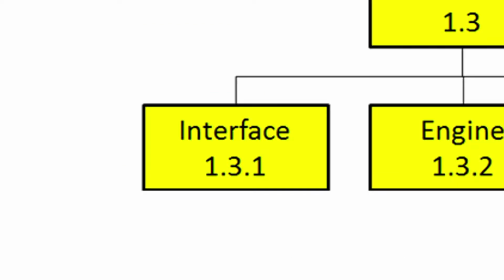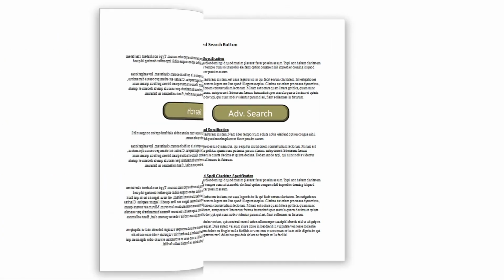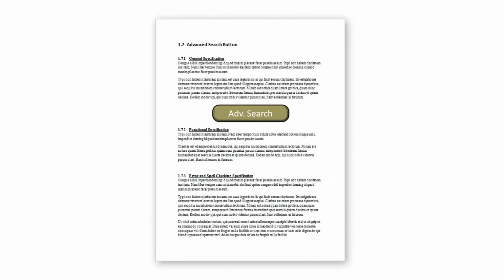Let's start with the interface. The design department has already delivered a requirements document that describes the search field, search button, and advanced search buttons, and what capabilities it will offer the user. In brief, these capabilities state that the interface must deliver the following capabilities.